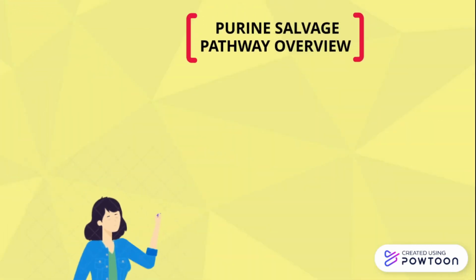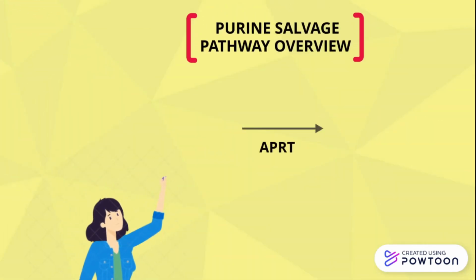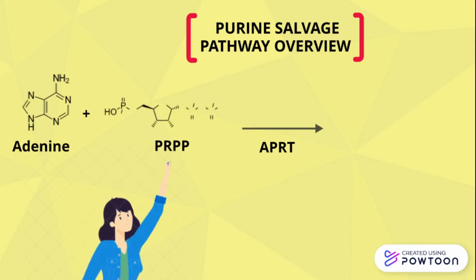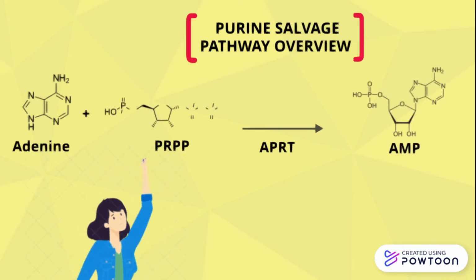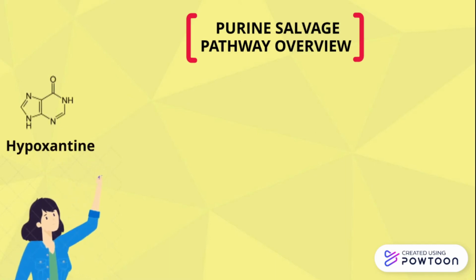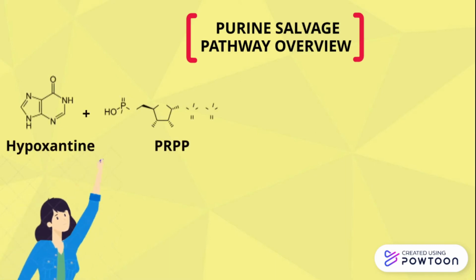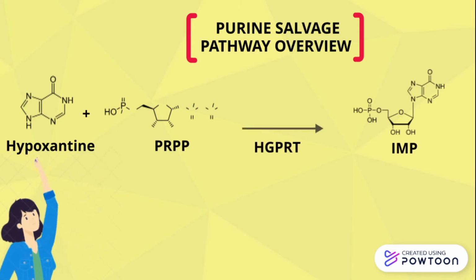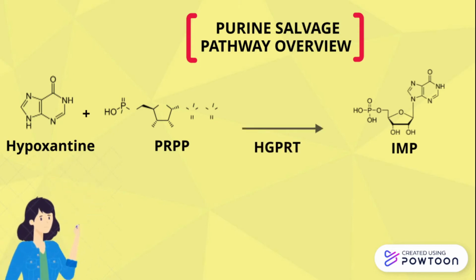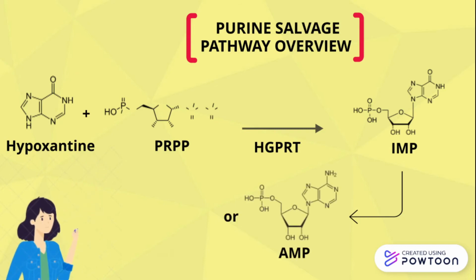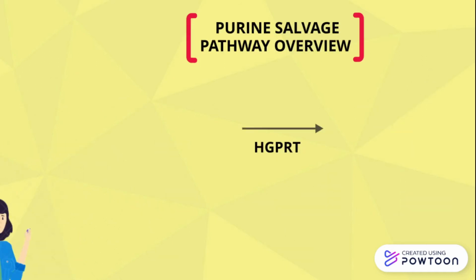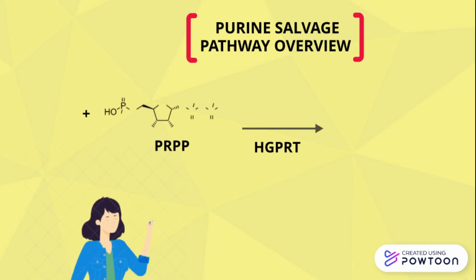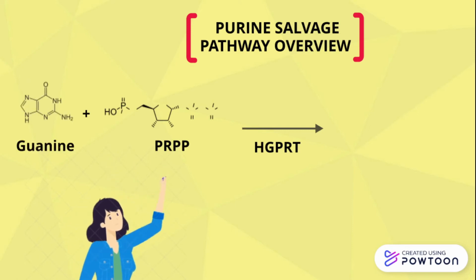Okay, for the pathway overview, APRT converts adenine and PRPP to form AMP. Next, hypoxanthine can be combined with PRPP to form IMP in a reaction catalyzed by HGPRT. Subsequently, IMP can be transformed into AMP or GMP through the last few steps of the de novo purine synthesis pathway. HGPRT also catalyzes a reaction that combines PRPP with guanine to form GMP.